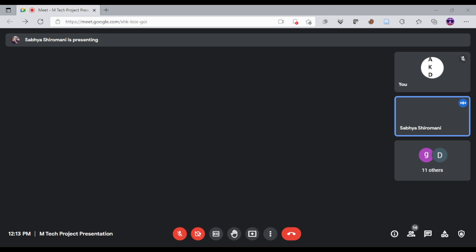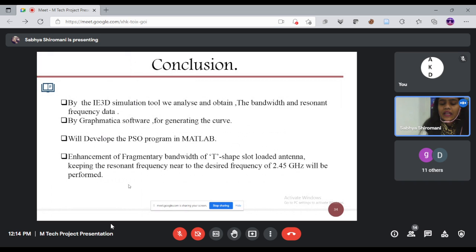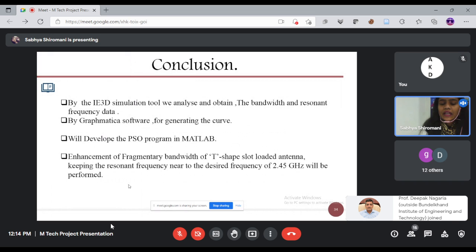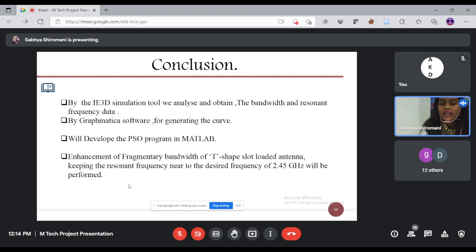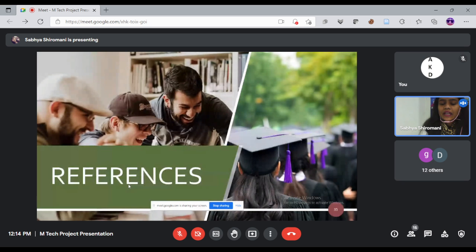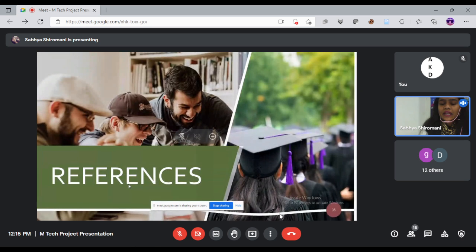I will be developing the PSO algorithm in MATLAB. Enhancement of fractional bandwidth will be done by me for the T-shaped slot loaded antenna, and keeping the resonating frequency near to 2.45 is my aim for now. The references which I have taken are here as follows.